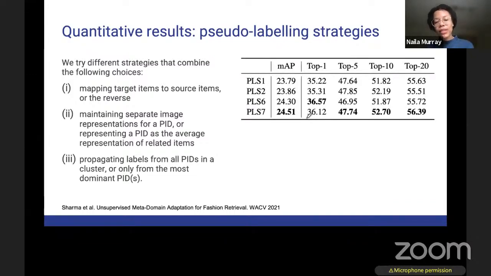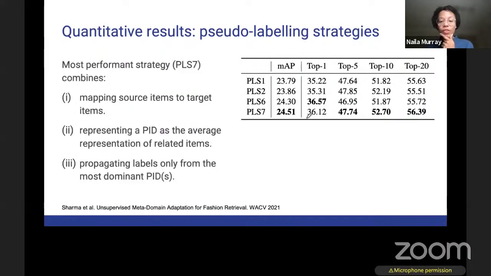So these three binary choices gave us 8 options, if you just look at the combinations of all of them. And we experimented with all of them, and we found that the most performant strategy was where we are mapping source items to target items, where we represent a product as the average of all related items, and where we're using only the most dominant product ID. And the intuition I have for this is that these are all the options that likely reduce noise in the labeling. For example, having an aggregate representation, or using a dominant product ID. And because we're doing pseudo labeling, the more we can reduce noise, the better. So this is my personal take on it.